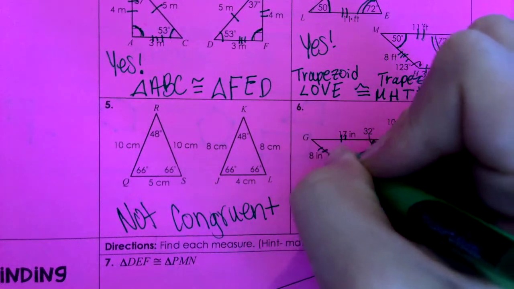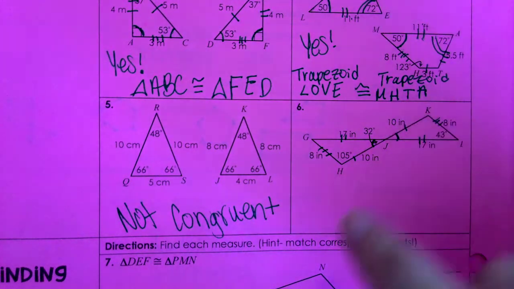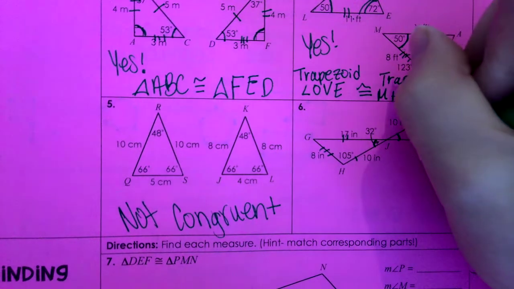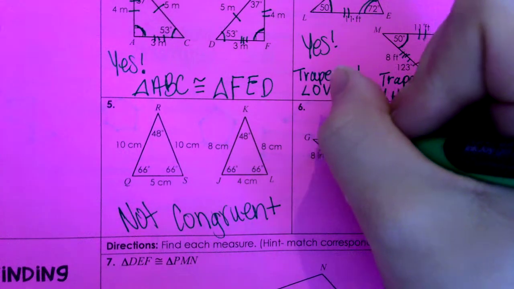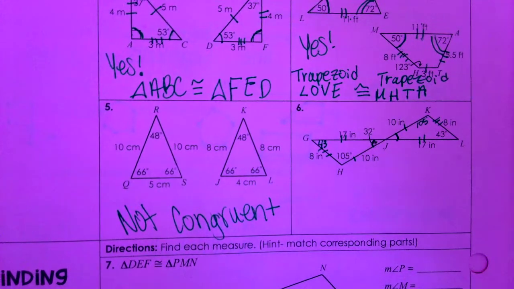Okay? Since all my sides line up, that's going to mean all my angles are going to line up. So that one's going to be 105 degrees, and this one's going to be 43 degrees. Everything lines up. Everything's congruent. So, yep, these are congruent triangles.